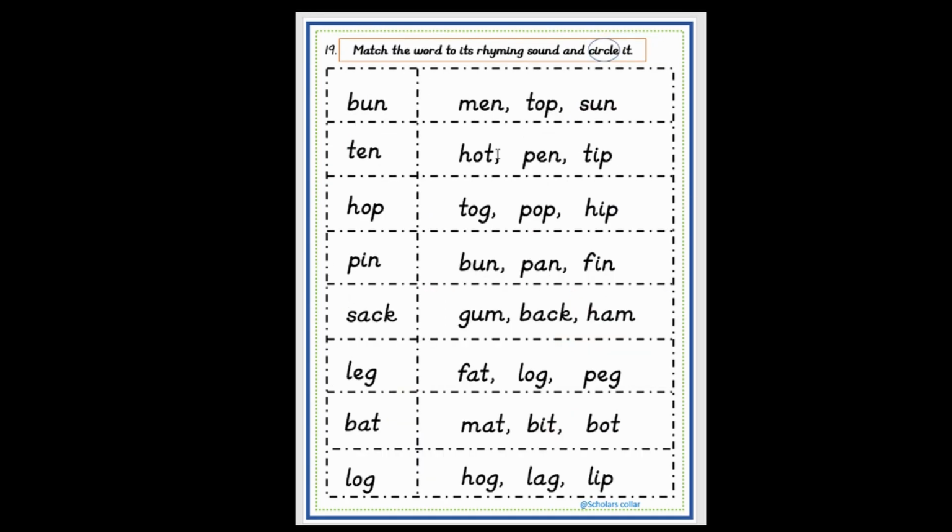Next, we have rhyming words. Whenever a word rhymes with the words in this column here, you want to circle that one. So we have bun, man does not match, top does not match, sun matches. So you're just going to circle that.